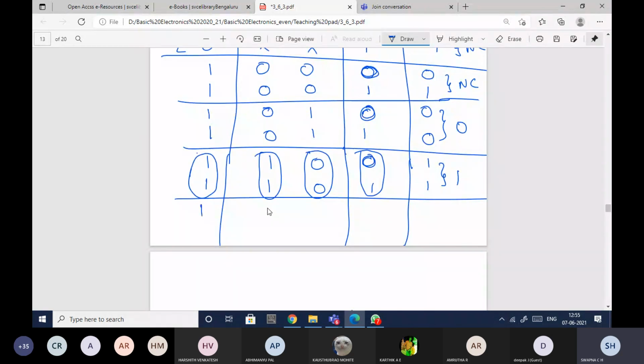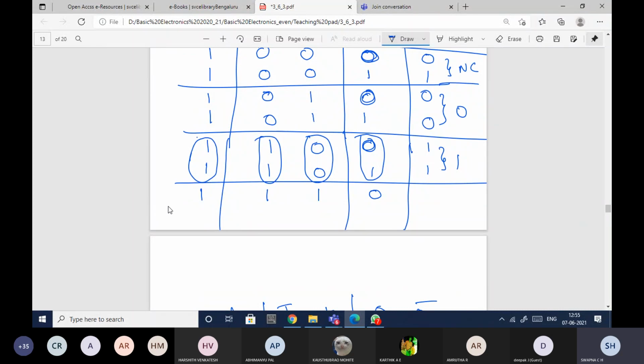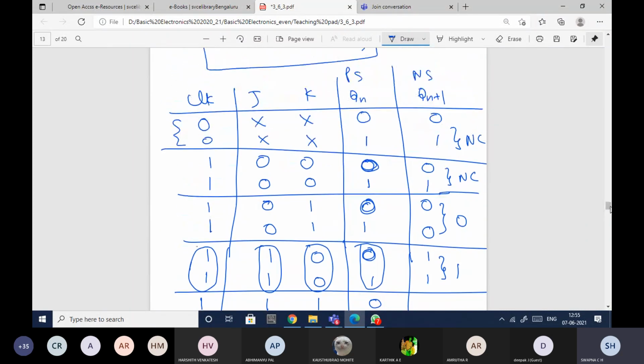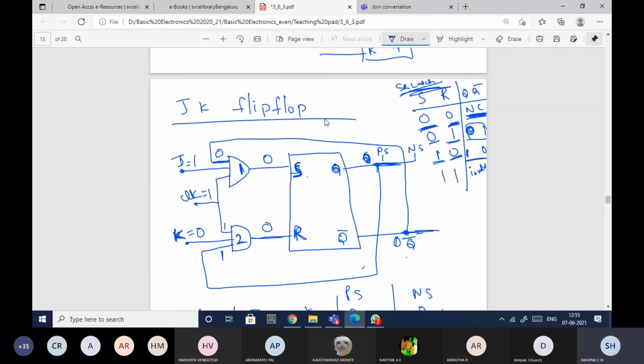Clock is equal to 1, J value is equal to 1, K value is equal to 1, and the present state is 0. Okay, so this is an important state because in the SR flip-flop we had the drawback, right? That state was invalid. So let us analyze what is happening here.